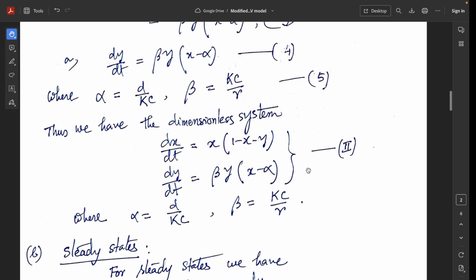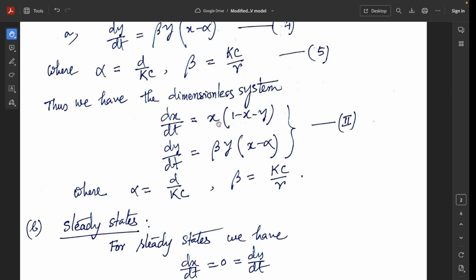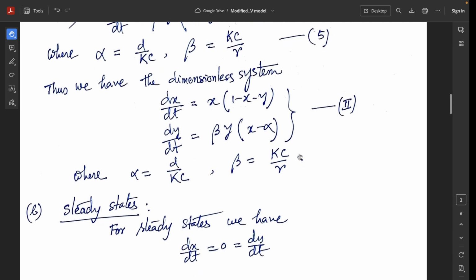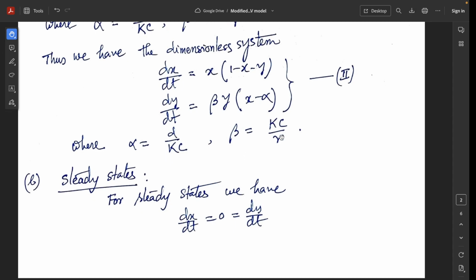Thus, we have the dimensionless system of the given modified Lotka-Volterra model: dx/dt equals x (1 minus x minus y), dy/dt equals beta y (x minus alpha), where alpha and beta are as above.